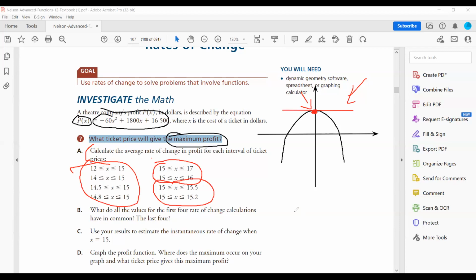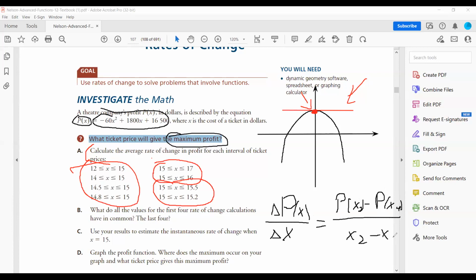We have to remember the average rate of change formula by heart. So it looks as follows: delta P of x over delta x equals P of x2 subtract P of x1 divided by x2 subtract x1. In this particular case, x1 is 12 and x2 is 15. All right?